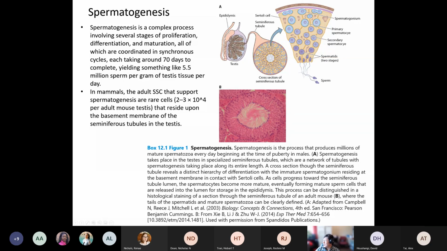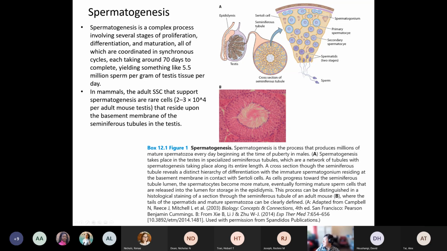So basically, if you do a cross section, you see a tube-like structure, and in the center is going to be the opening where things will flow, and then the rest is the structure as magnified here. So there are support cells called Sertoli cells. Those are the cells that are considered the niche cells there, right? They interact with the cells responsible for reproduction.